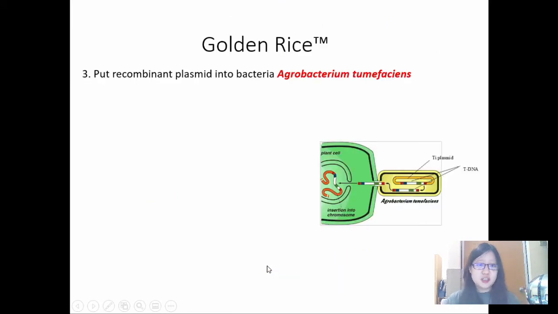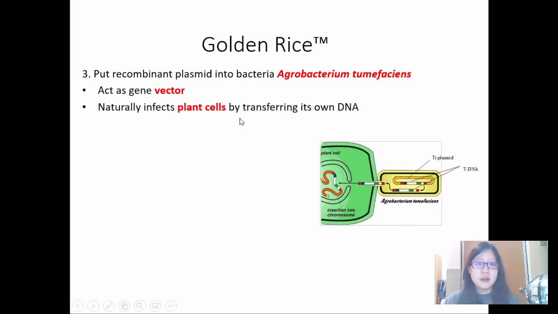Then take the special Ti plasmid that's recombinant now and put it into the bacteria, which is also special, called Agrobacterium tumefaciens. This is a very special bacteria. It is naturally occurring, and it naturally infects plant cells by transferring its own DNA. Basically this bacteria usually causes plant disease. But in our case, we use it as a gene vector. We use it to transfer the gene we want into the plant. That's why it's called a vector.